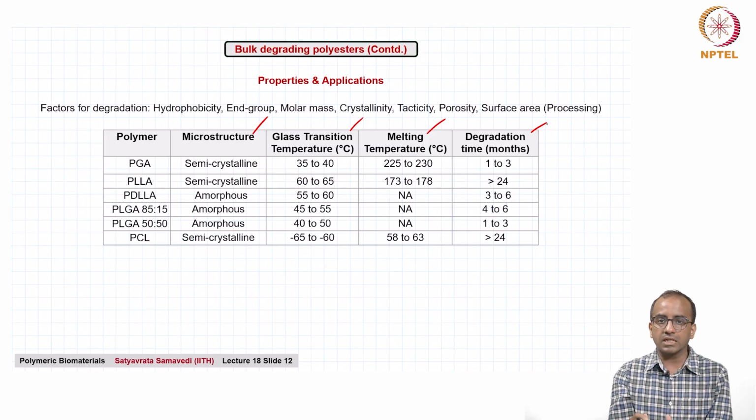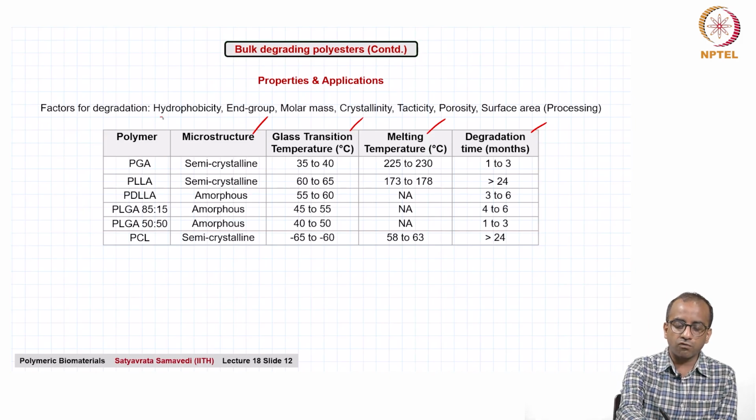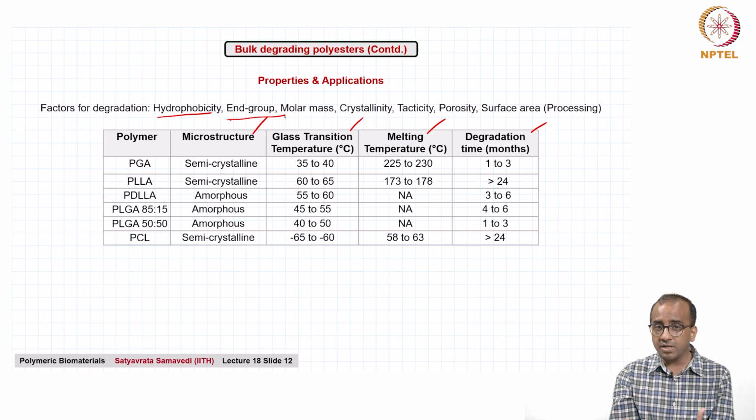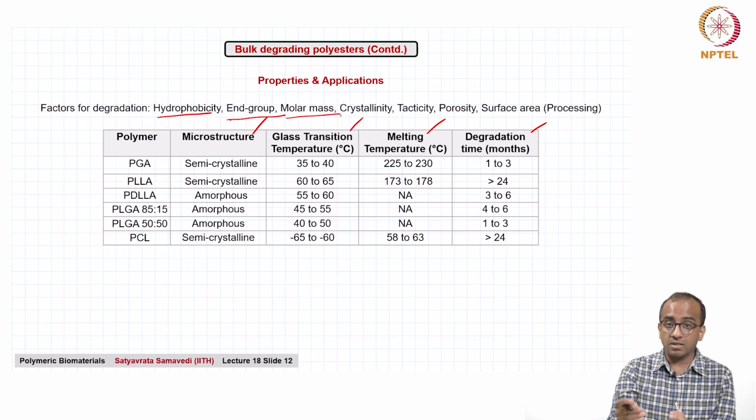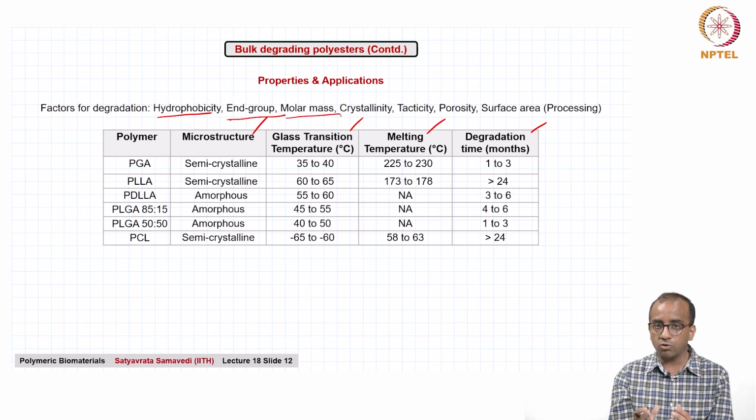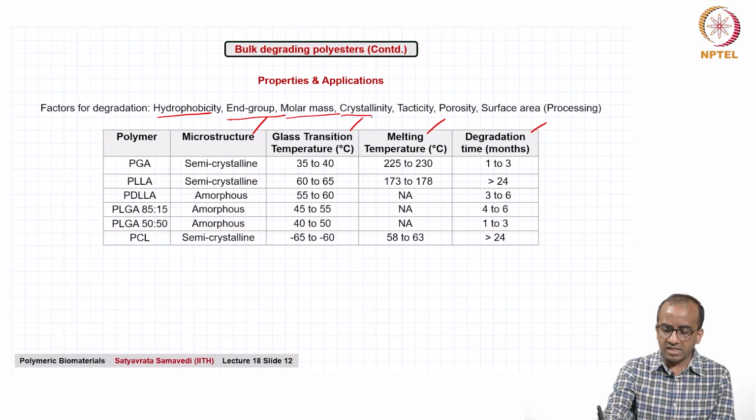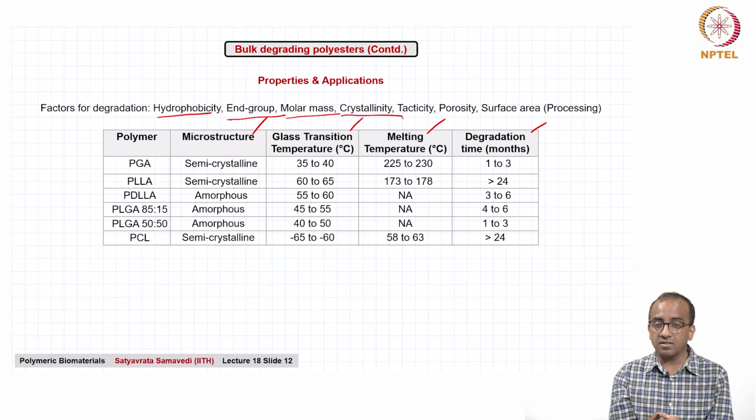And some important factors that play a role in degradation include hydrophobicity, the end group. We saw in PLGA, for example, if you have an ester terminated PLGA versus an acid terminated PLGA, you will have differences in degradation rates. Molar mass, typically much higher molar masses are preferred when you want the material to be more stable and not hydrolytically degrade very quickly as compared to lower molar mass. Crystallinity, again we have seen that if you have highly crystalline materials, they will degrade much slower compared to amorphous materials. Likewise, tacticity, porosity and surface area are very important factors for determining degradation.